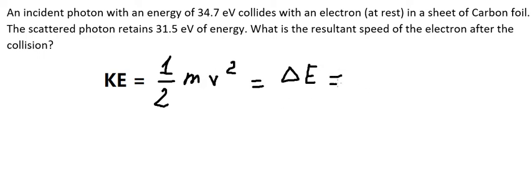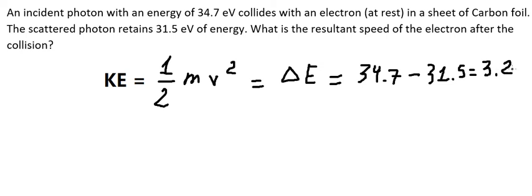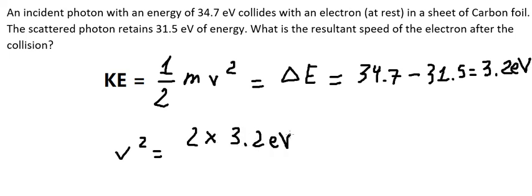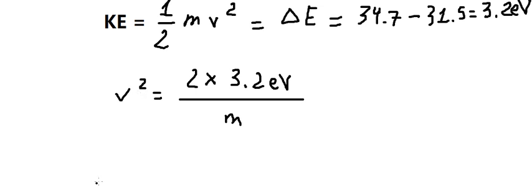Now about delta E, we have 34.7. We need to minus about 31.5, and we have about 3.2 eV. To find about V in here, we have V squared. So I will put number 2 multiplied by 3.2 eV. Later that we divide by m. Now we put the square root for the both sides.